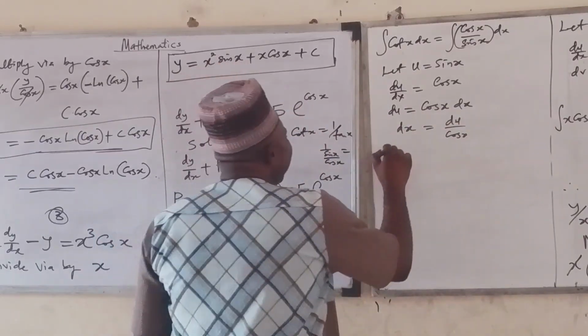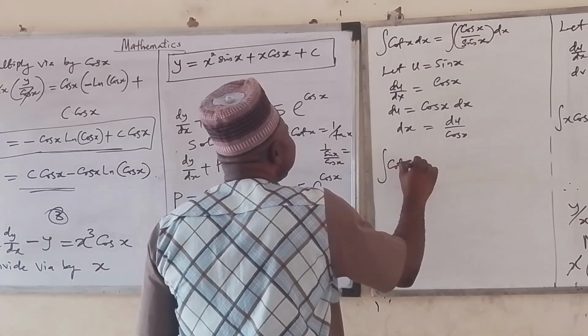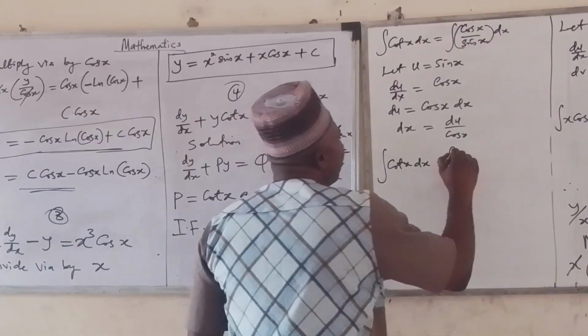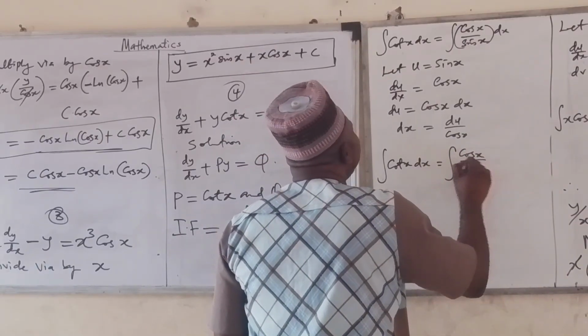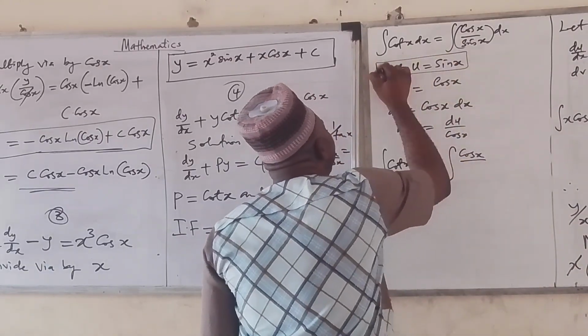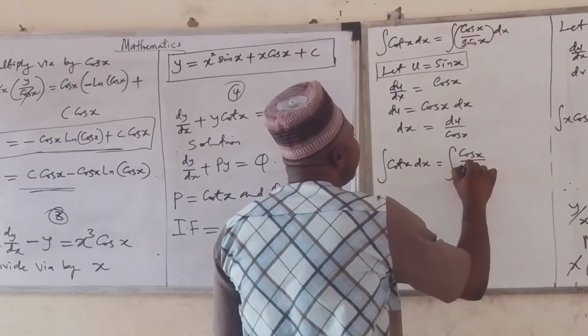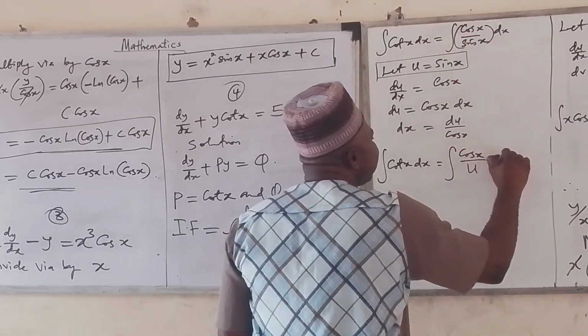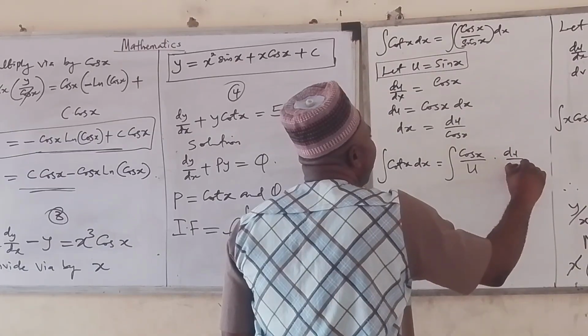It means the integral of cos x dx will be equal to the integral. Now, we have cos x all over, remember we said let u be equal to sine x, so here we have all over u. Then dx now is du all over cos x. So here we have du all over cos x.